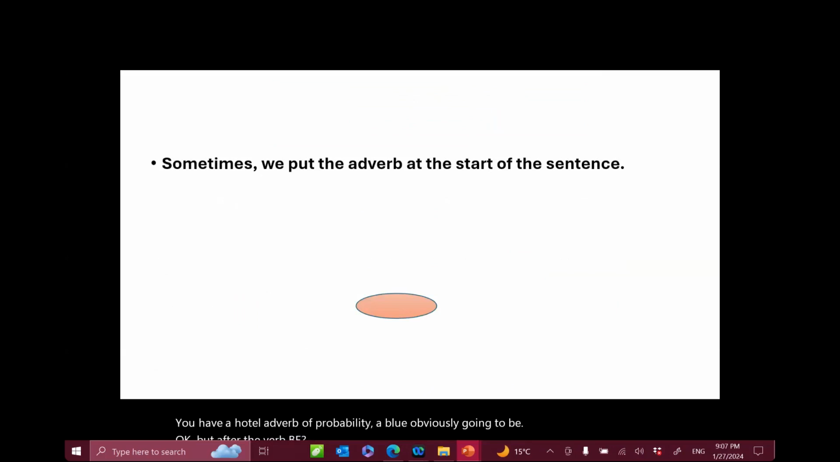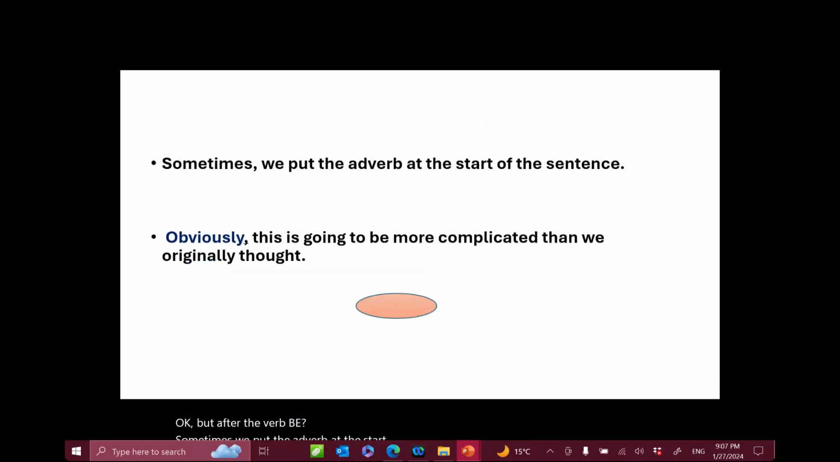sometimes we put the adverb at the start of the sentence, like what? Obviously, this is going to be more complicated than we originally thought. يعني أنا ممكن هنا أحطه قبل الفيرب وممكن أبدأ بيه الجملة أيوة. Okay, so I can start the sentence with obviously. Obviously, comma, this is going to be more complicated than we originally thought.